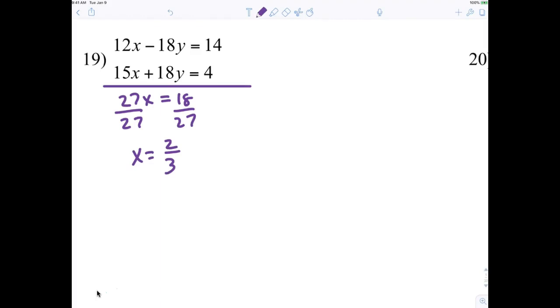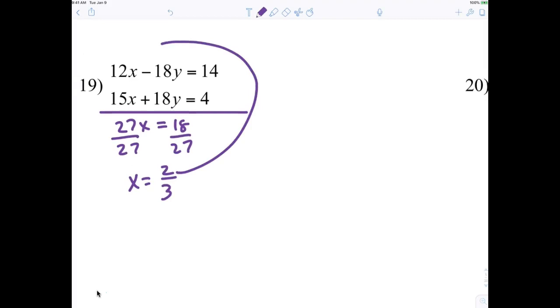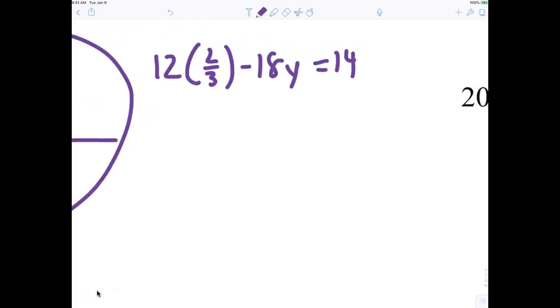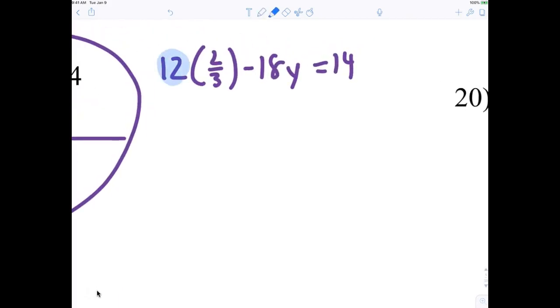Now, that means wherever I see an x, I'm going to put what? 2/3. Now, most of the kids remembered what 2/3 times 12 is, but some forgot, so I'm going to make sure we're clear on this. 12 times 2/3 minus 18y equals 14. Now, let's review. Whenever you're multiplying, to me, it's easier to divide first. What's 12 divided by 3? 4. Then you do the multiplying. 4 times 2, so 8 minus 18y is equal to 14.